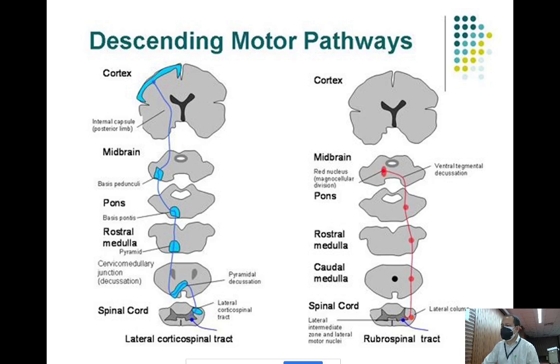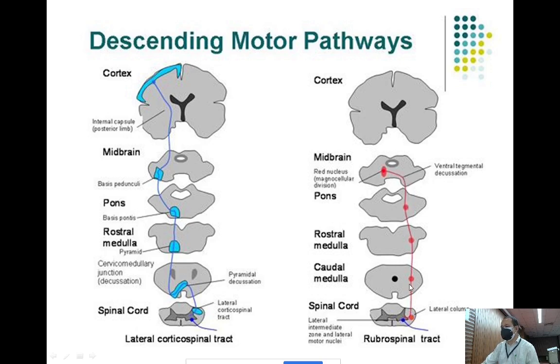From the cells that we call the magnocellular cells in the red nucleus. Immediately after it takes origin from the red nucleus, it crosses in the midbrain itself, crosses to the other side, and then descends as the lateral tract or in the lateral column.